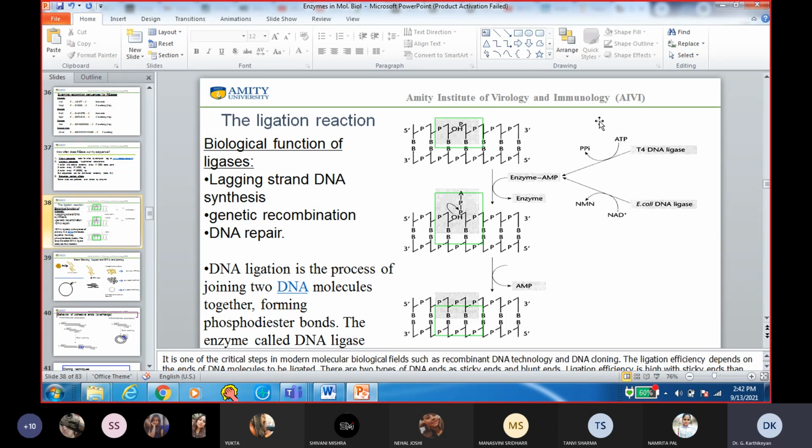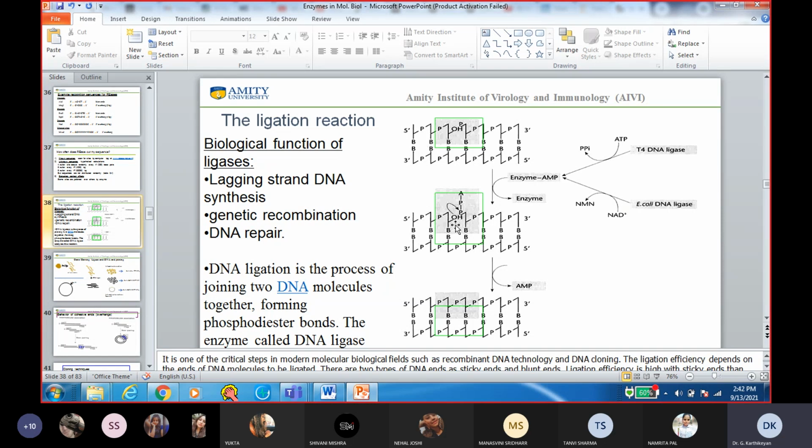For example, T4 DNA ligase uses the energy of ATP. It hydrolyzes ATP and uses that phosphate to create this bond formation between the adjacent hydroxyl group and the phosphate group, which is highlighted by this green box. E. coli DNA ligase, on the other hand, uses NAD plus and converts it into nicotinamide mononucleotide. It uses the energy from that to make this phosphodiester bond.